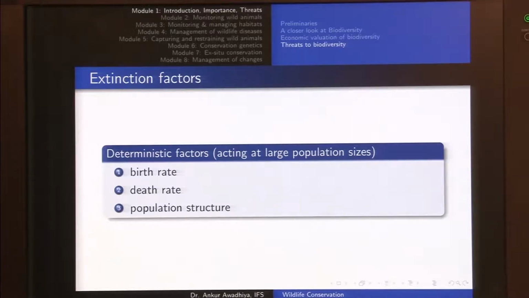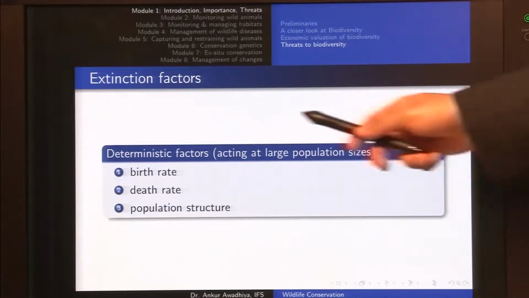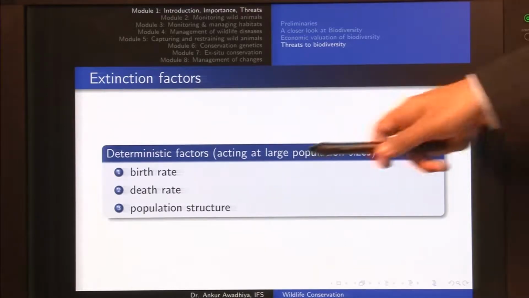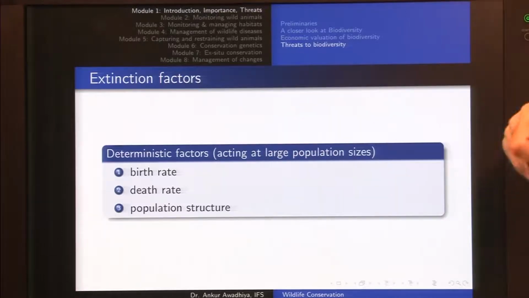So this is a deterministic factor, because this factor will act even at larger population sizes. So even if we have say 1000 individuals, and in these 1000 individuals there is a birth of 100 individuals and 150 individuals are dying off. So even at this large population size, these factors will act.